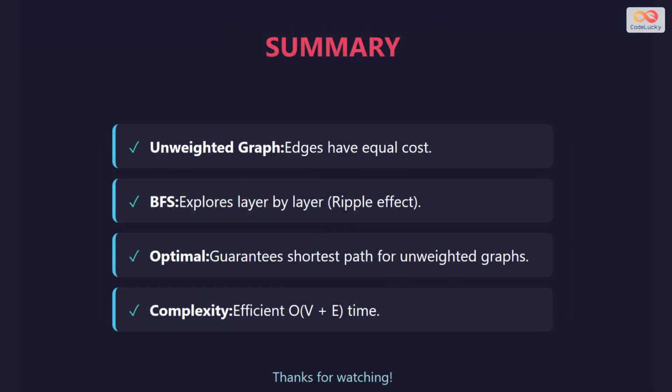To summarize, for unweighted graphs where edges have equal cost, breadth-first search is the optimal algorithm for finding the shortest path. It works by expanding in layers, ensuring efficiency with linear time complexity.